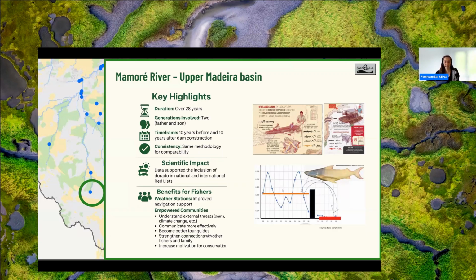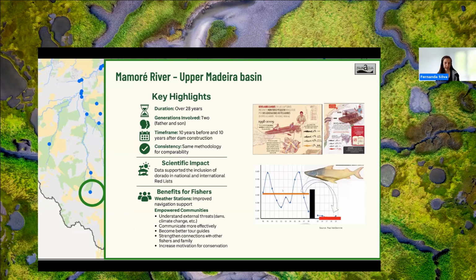And thanks to this monitoring data, both fishers and researchers were able to identify significant impacts on the migration and population dynamics of the dourado catfish, a key migratory species in the Amazon, known for having the longest exclusively freshwater migration in the world. This finding contributed to the species being listed on national and international red lists for conservation concern.